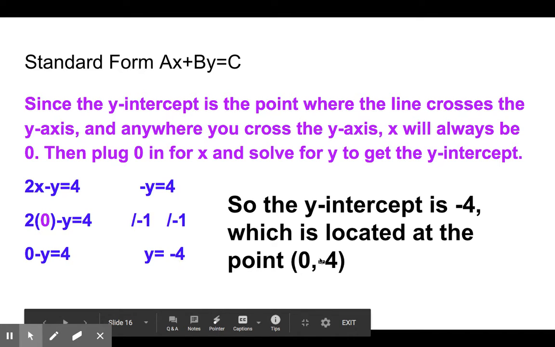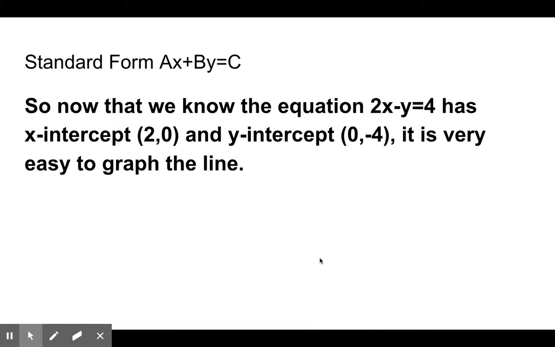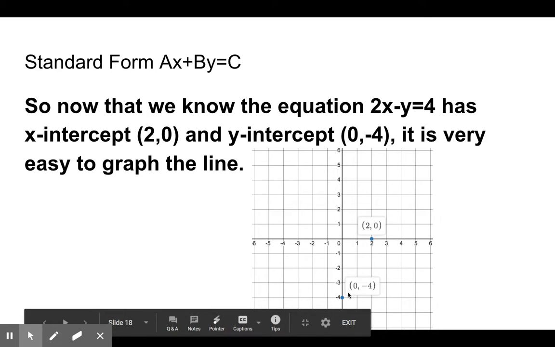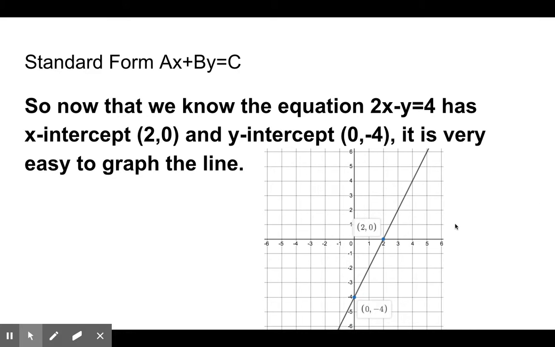Okay, so once we know the x-intercept and the y-intercept, it's really easy to graph the line. We just plot those 2 points. Here we have (2, 0) and (0, -4), and then we draw a line through them, and now we have our graph of 2x minus y equals 4. So all you need is 2 points, and for an equation in standard form, it's very easy to find the intercepts. We could find any 2 points, but it's just really easy to plug in 0 for x and y, in fact, both of them, to find those 2 specific points for that equation.